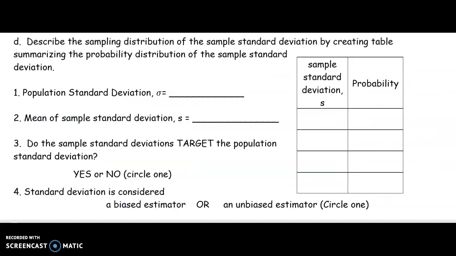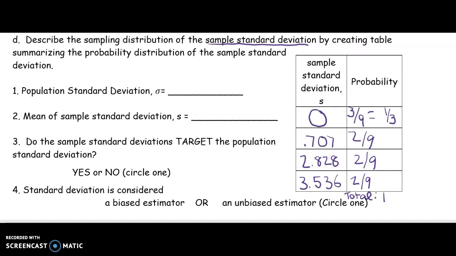For our next example, we're going to be looking at the sample standard deviations. We're going to create a table that summarizes the probability distribution of the sample standard deviations. So we're going to condense the table that we had on the previous page so that we don't have repeats. In this case, the sample standard deviation of 0 has a probability of 1/3 because there were 3 samples that result in a standard deviation of 0 out of the 9 total samples.